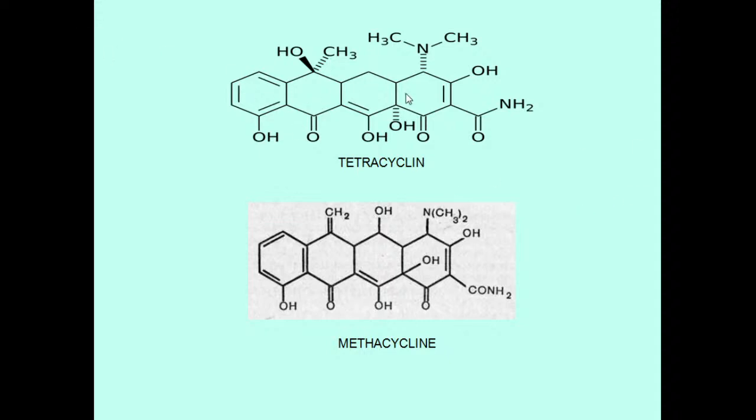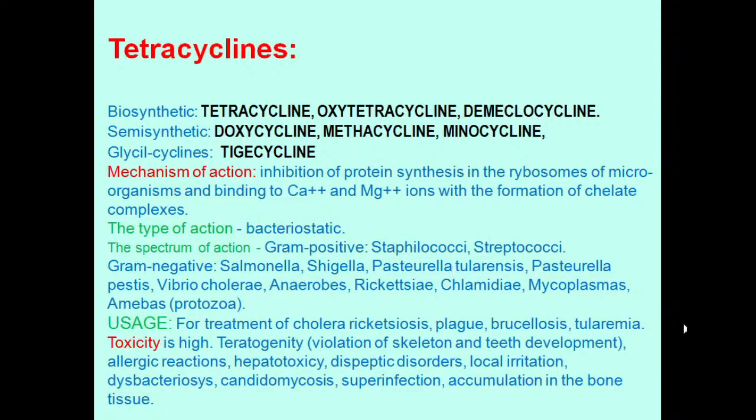Tetracyclines: condensed six-membered cycles, four of them. This is tetracycline, this is metacycline. Tetracyclines include biosynthetic and semi-synthetic agents. Biosynthetic include tetracycline itself, oxytetracycline, demeclocycline, and semi-synthetic doxycycline, metacycline, and minocycline.